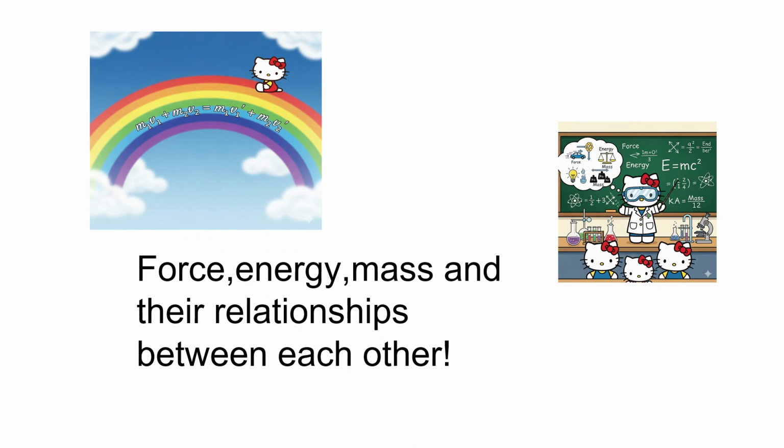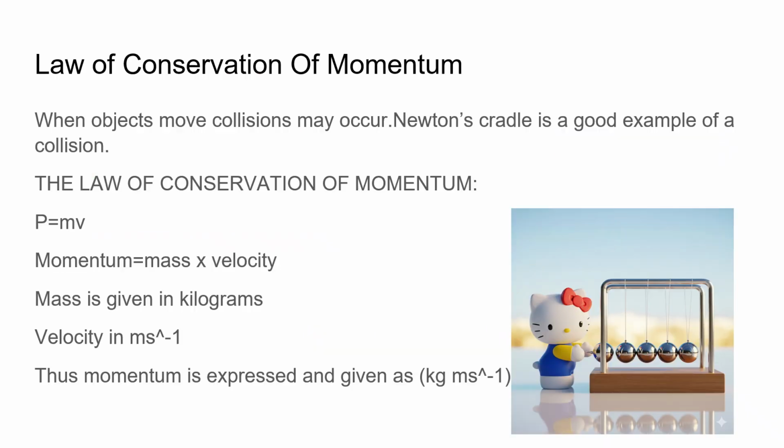Here on the rainbow, we have m1u1 plus m2u2 is equal to m1v1 plus m2v2. So this is essentially the momentum equation, the law of conservation of momentum. When objects move, collisions may occur. Newton's cradle is an excellent example of collision.